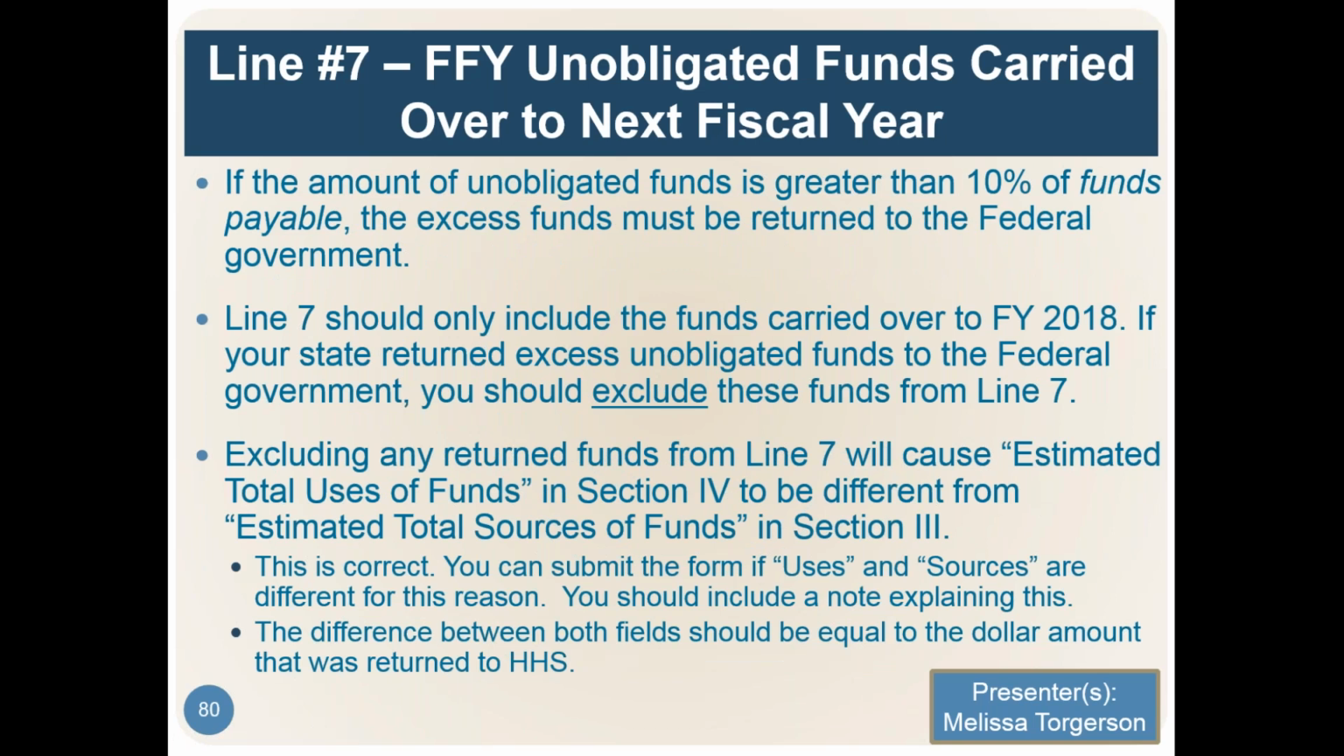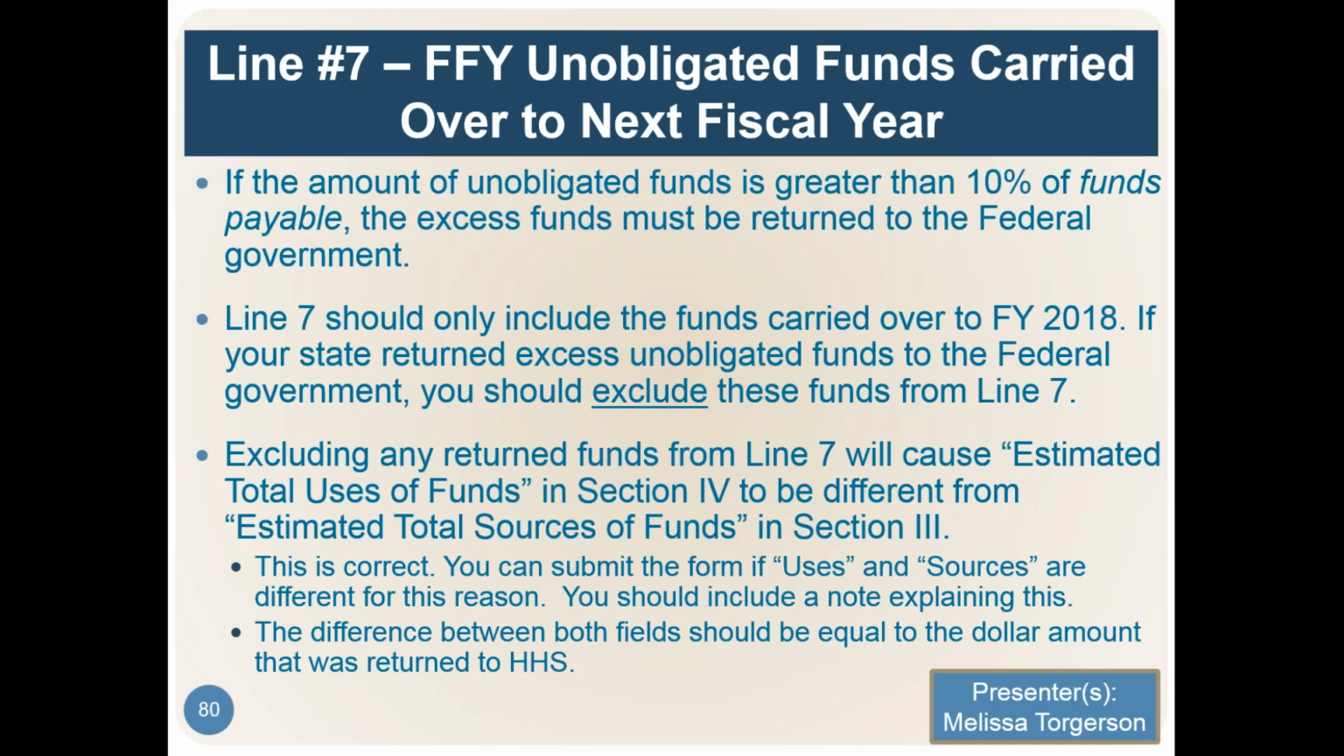So if the amount of unobligated funds is greater than 10% of the funds payable, the excess funds must be returned to the federal government. So this is why we talk a lot about refunds, and we talk a lot about ways to avoid going over that 10%. Line 7 should only include funds carried over to 2018. If your state returned excess unobligated funds to the federal government, you should exclude these funds from line 7.